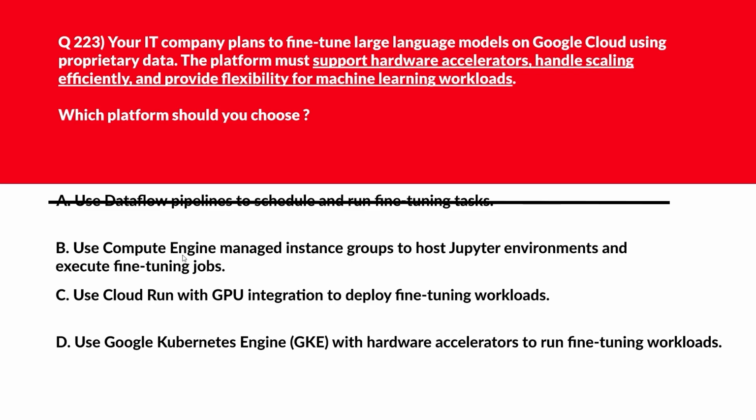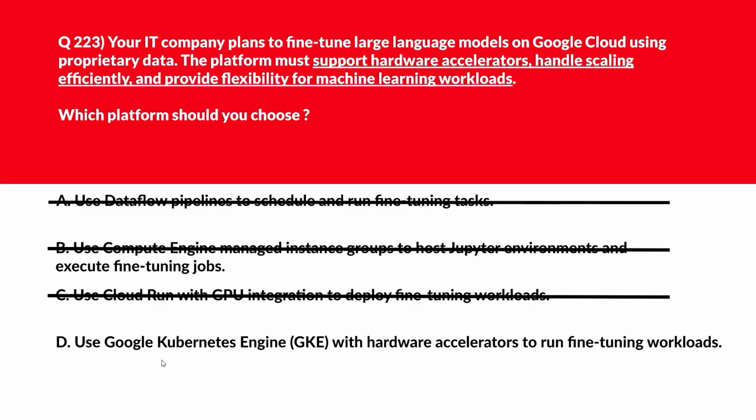Option B, Compute Engine managed groups provide raw virtual machines but lack containerized scaling and efficient accelerator scheduling. Wrong answer. We'll move now to option C. Option C, Cloud Run supports stateless services and limited GPU workloads, unsuitable for long running fine tuning tasks. We'll eliminate it. Let's move to option D.